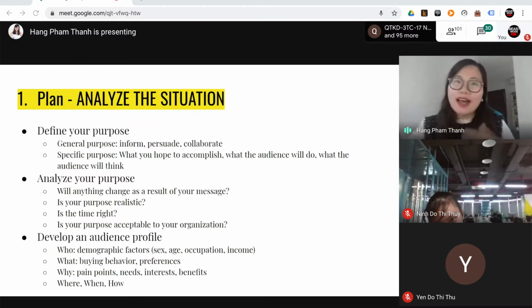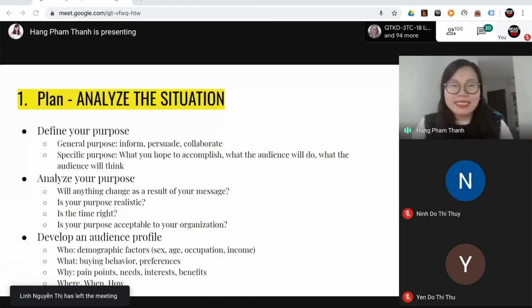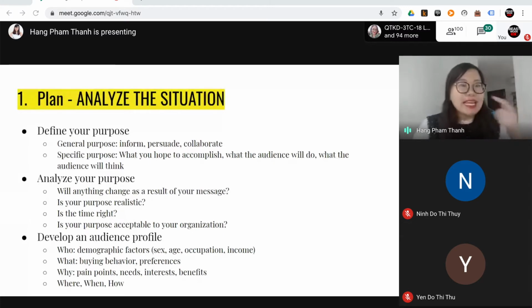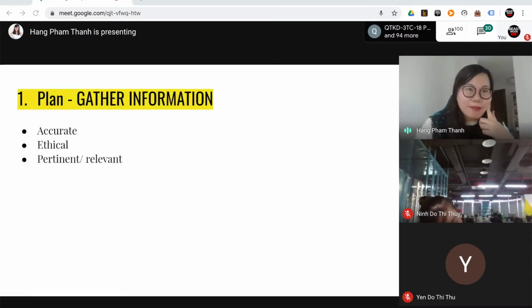Okay, so yeah, I think you got the point about analyzing the situation, analyzing your audience, and then adapting the message to fit with the audience already. So let's move to the next point. The next step in the planning stage is gathering information. You may have many different ways to gather the information.